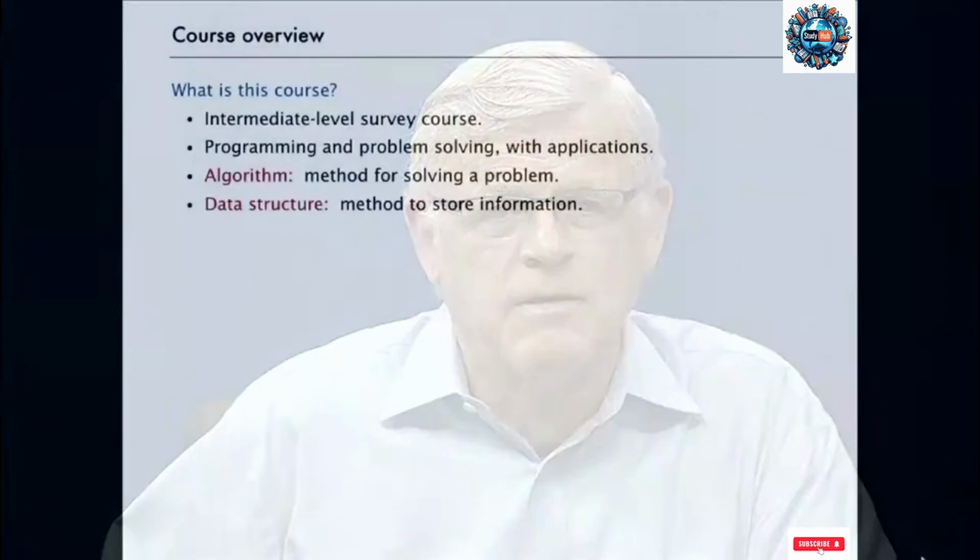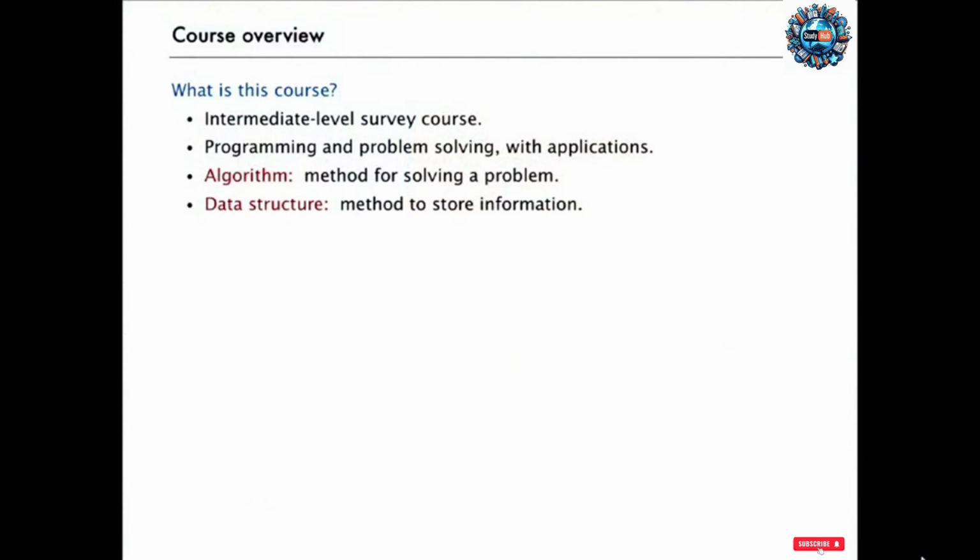We're going to start with an overview, discussion of why you might want to study algorithms, and then a little bit of discussion about the resources that you need to take this course. So what is this course? It's an intermediate level survey course on algorithms. We're going to concentrate on programming and problem solving in the context of real applications. And our focus is going to be on two things: algorithms, which are methods for solving problems, and data structures, which store the information associated with the problem and go hand in hand with algorithms.